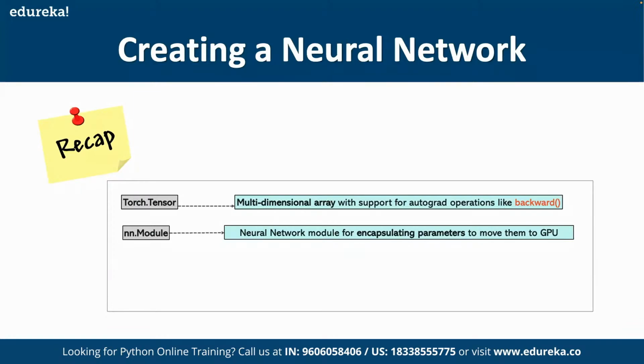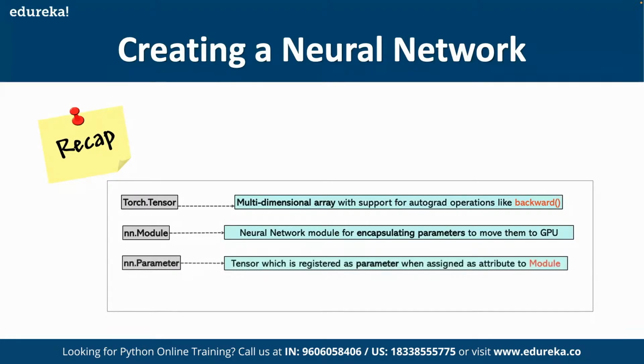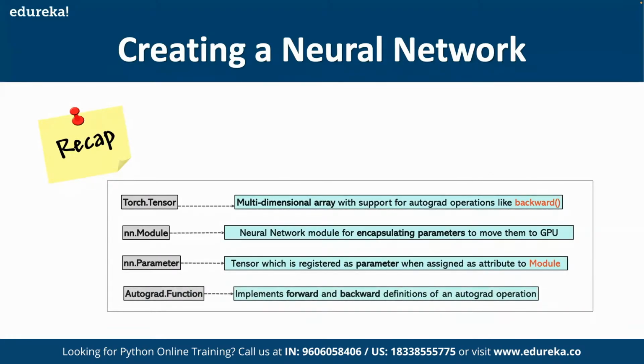We'll make use of nn.Module for the various layers, nn.Parameter for the parameters, and the autograd function, which will implement the forward and backward pass. So this is about how we can create a neural network.